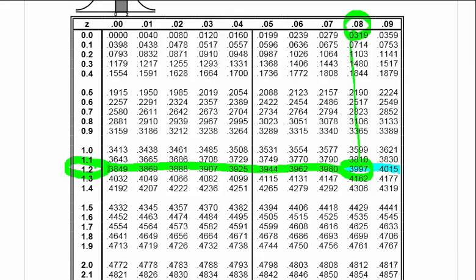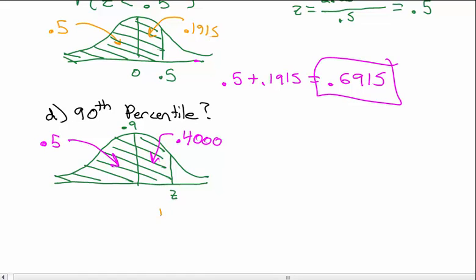So when we get our combined points, that's 1.28. Our z-value is 1.28. So we used the chart backwards. Knowing the area, we found what number went with it.